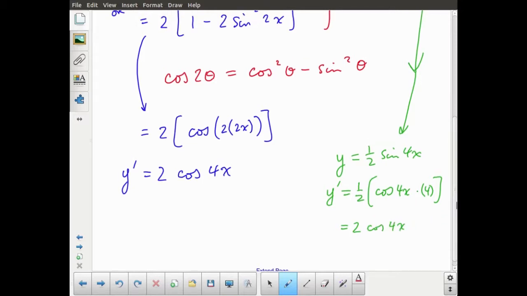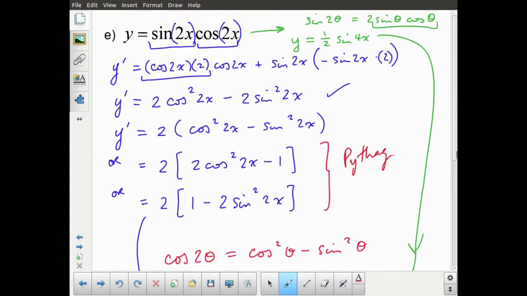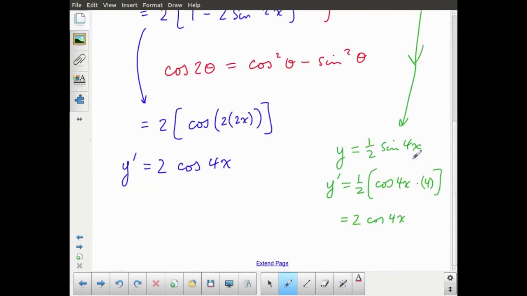Then 4 over 2 is just equal to 2 cosine of 4x. And so had we converted that using our identity first, we would have actually ended up with a much simpler route to get to our derivative, at least in this form. So I just wanted to point out to you there that there are different paths that we can take, and they can be valid but useful in their own different ways.